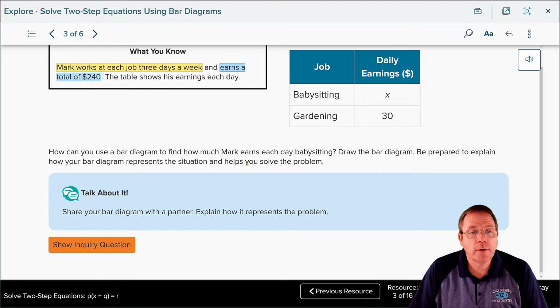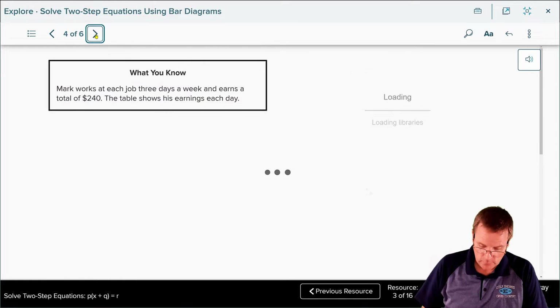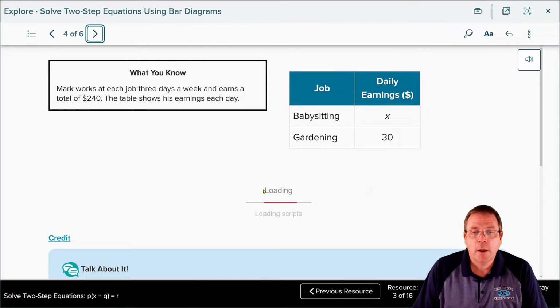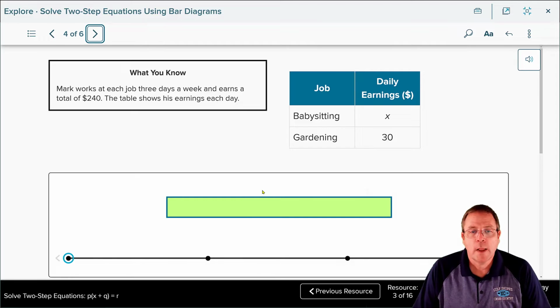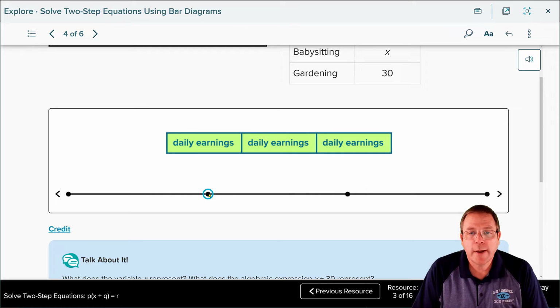how can you use a bar diagram? First goal here, to find out how much Mark earns each day sitting on the baby. Well, we're going to start off by drawing a bar diagram and be prepared to explain what it actually represents. So, for the bar diagram, we're going to start with an entire bar. Then we're going to acknowledge the fact that you've got 3 days worth of earnings.